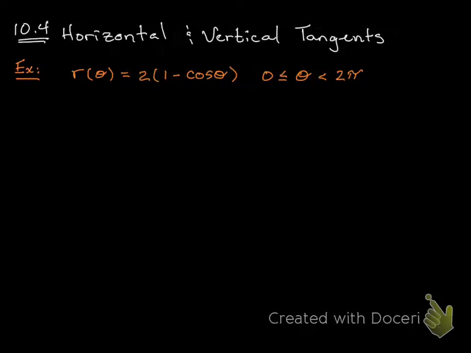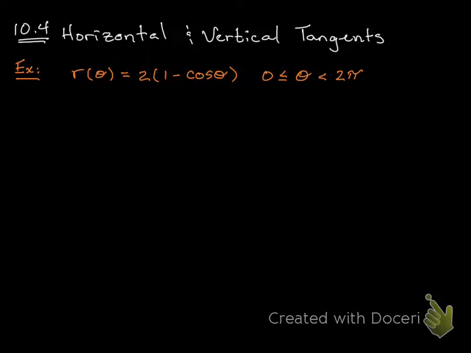In this video, we'll take another look at an example where we're finding horizontal and vertical tangents to some polar curve or some polar function. Here I have r of theta equals 2 times 1 minus cosine theta, where theta is between 0 and 2 pi. 2 pi is not inclusive there. Okay, so what I want to do is find the derivative and have that determine whether I have horizontal or vertical tangents.